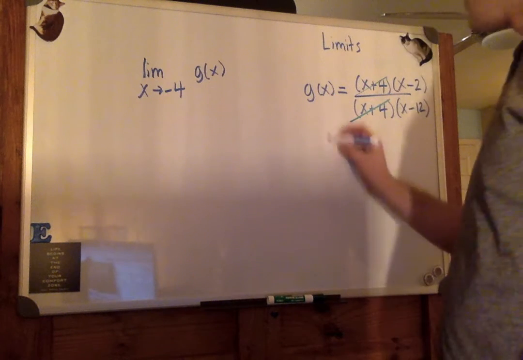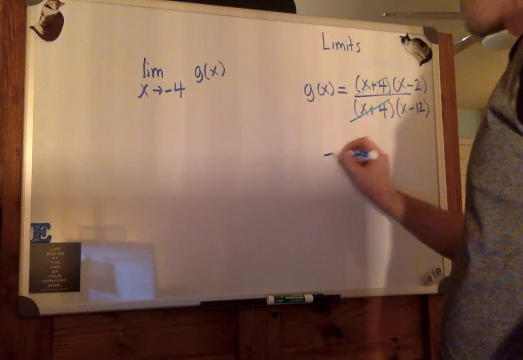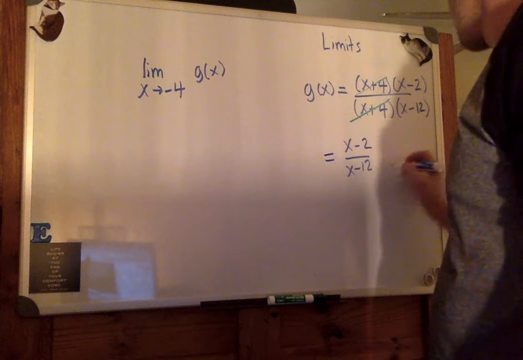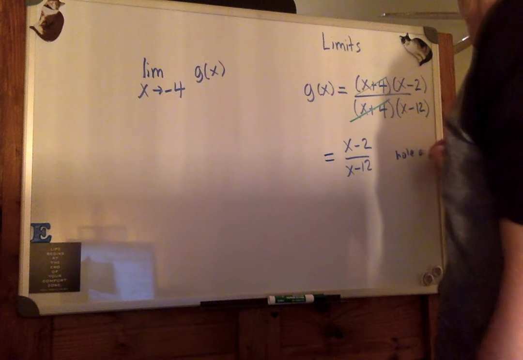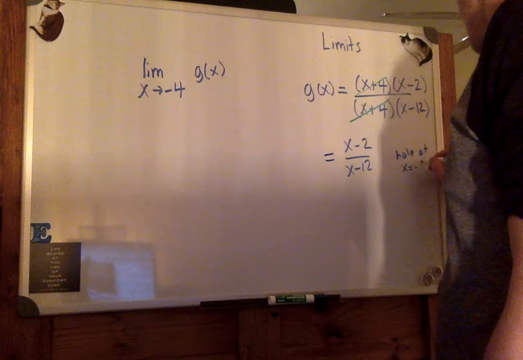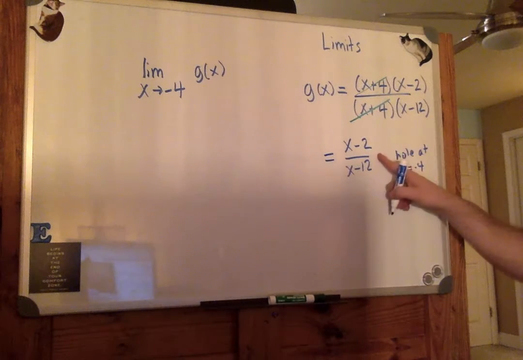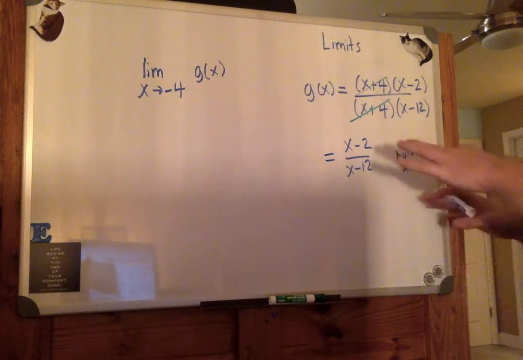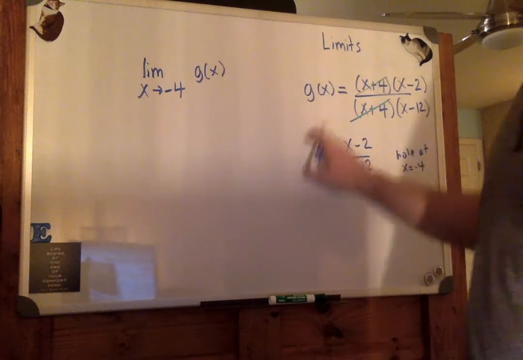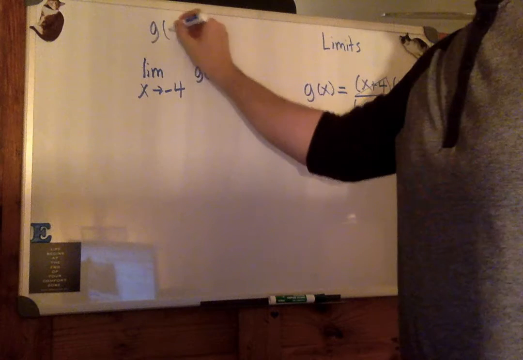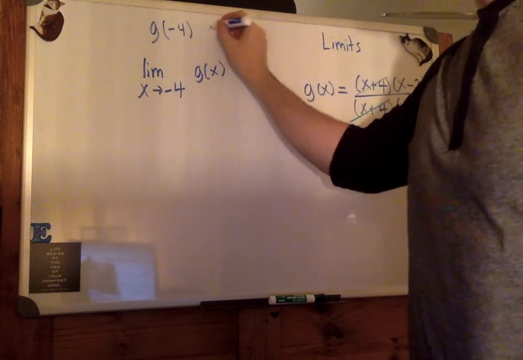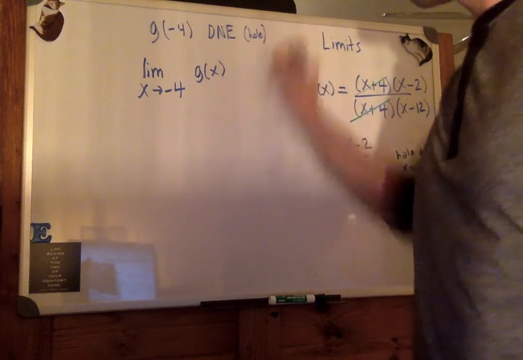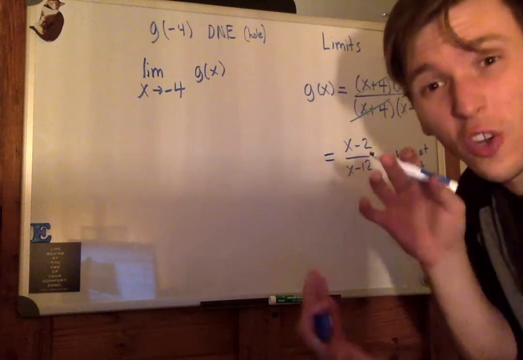So that means that g of x could also be thought of as x minus 2 over x minus 12 with a hole at x equals negative 4. And then this becomes a lot easier to evaluate. And not only that, but now it is defined for negative 4. So even though we know that the actual value, g of negative 4, does not exist because there was a hole, now we can talk about what the hole should have been.